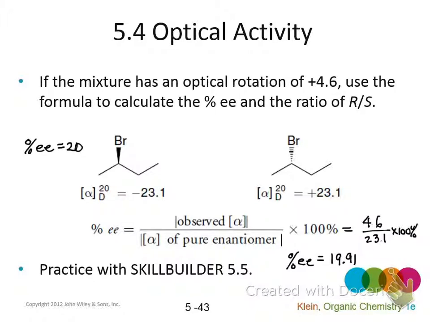Okay, so we have R and S, right? And if you subtract those, that gives you the 20%. But I don't have the R and S. I want to know what the R is. Oh, it sounds so horribly complicated. Okay, let me see if I can give you a hint on how to do it.